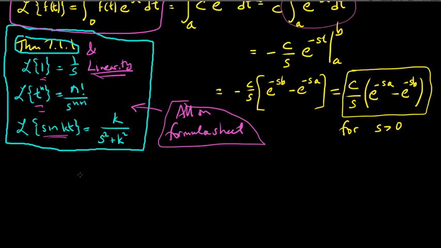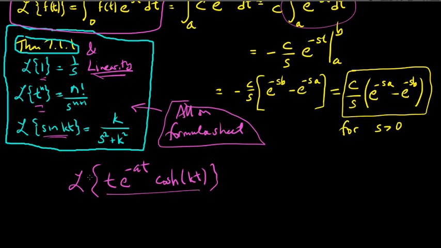But, for something like the Laplace transform of t e to the negative at times hyperbolic cosine of kt, this is one you can probably look up. Or if it's not on there, then I would just give it to you. But this is one you definitely don't want to try to calculate using the definition, unless you want to pull your hair out, because this could take hours and hours, and it's not worth it.